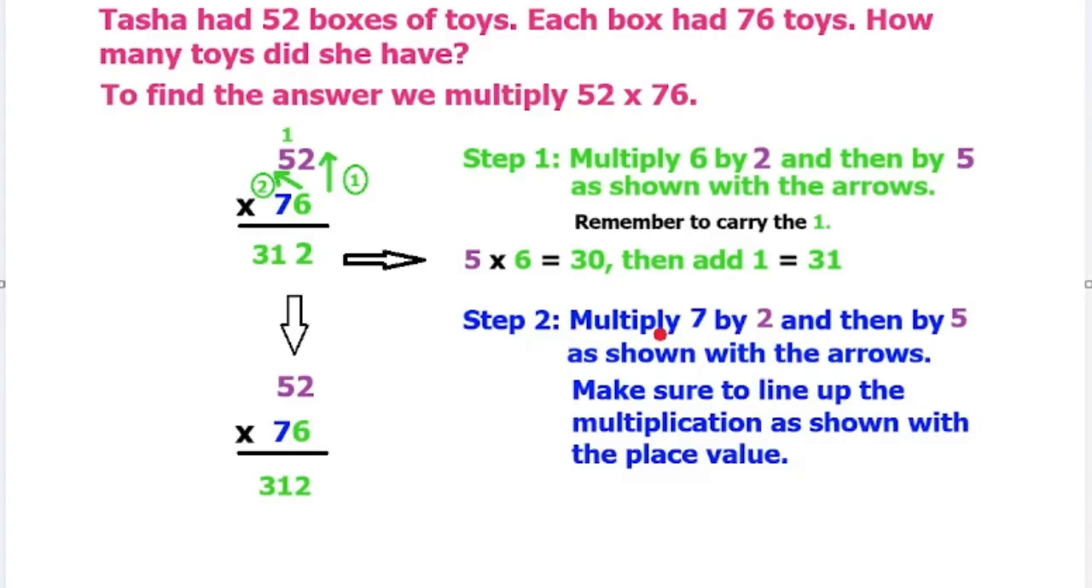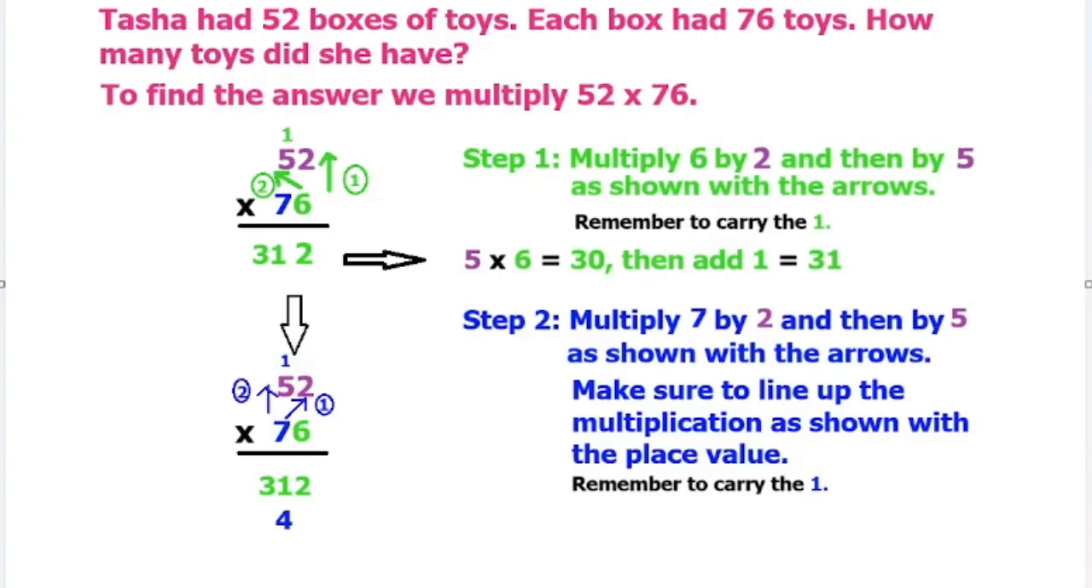So now we multiply this 7 by 2 and then by 5, as shown with the arrows. Make sure to line up the multiplication as shown with the place value, and I'll show you in a second. So we're multiplying this place value now. So the first number that we calculate, 7 times 2, we're going to put it right here. Line them up with this place value. Okay, so let's look at the arrows. So 7 times 2 is 14. Remember to carry the 1. So we're going to carry the 1 to here, right?